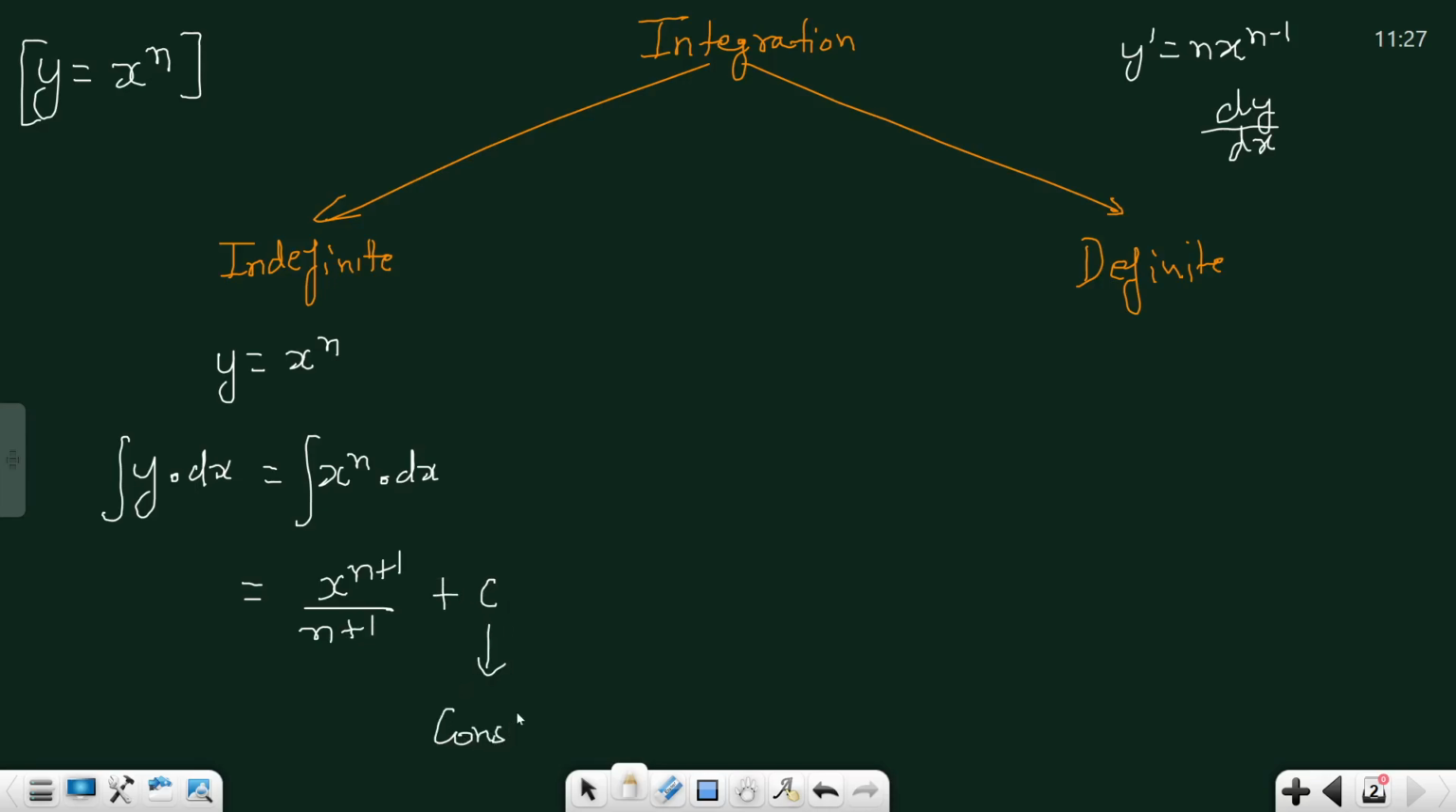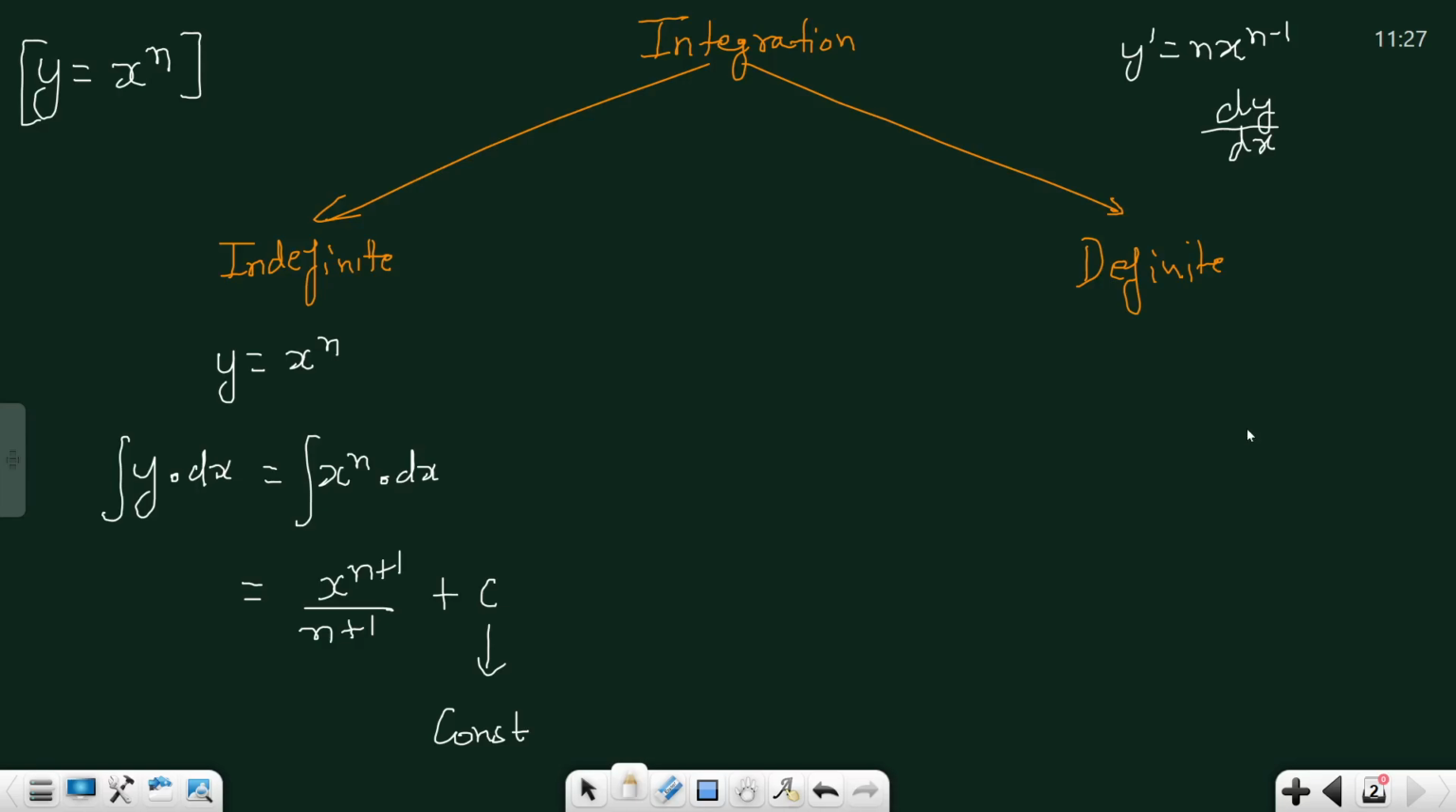In case of indefinite integration, the constant will come. Why the constant will come, we will discuss on the next slide, but the constant will come in case of indefinite integration. So the step is simple. You have to raise the power of x by 1 and divide the complete numerator by the complete power that results at the end, which is n plus 1. After increasing the power, you will divide it by the increased power and you have to add a constant.